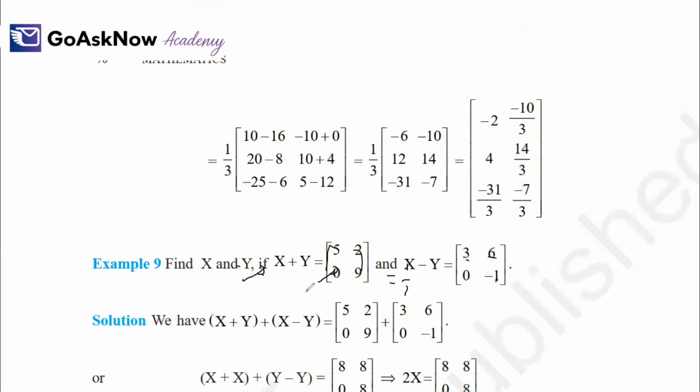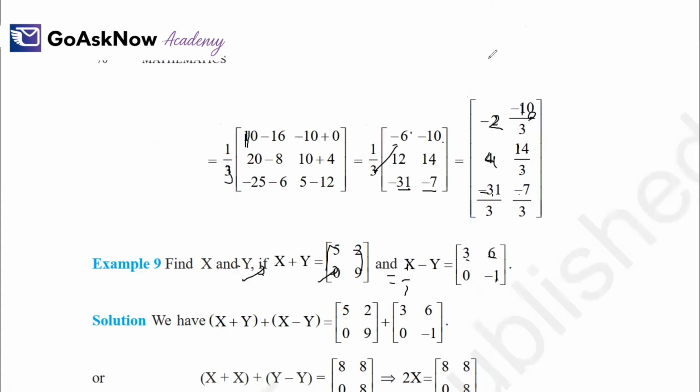Yes, you can observe here that 1 by 3, and here the matrices are added, and like elements of the matrix are added, and 1 by 3 times minus 6, minus 10, 12, 14, 31, minus 7. So after that you will just divide each element by 3. It will come minus 2, it will come minus 8, 10 by 3, then 4, then 14 by 3, then minus 31 by 3, and minus 1 by 3. So that is how you got this matrix.